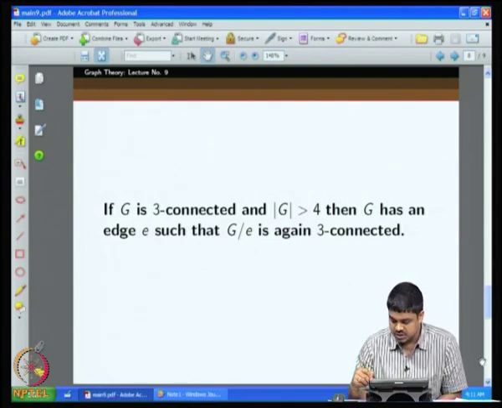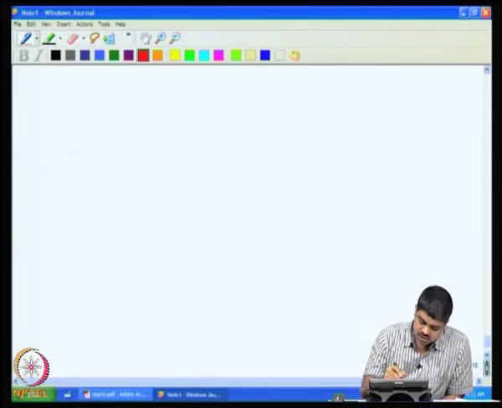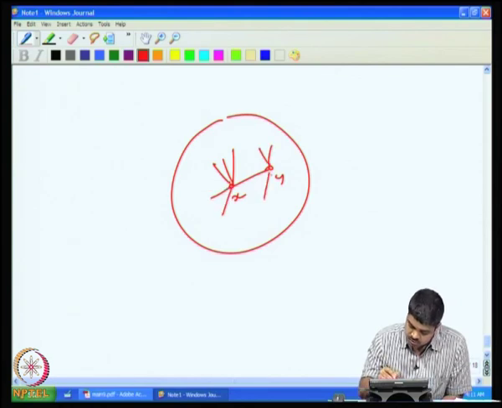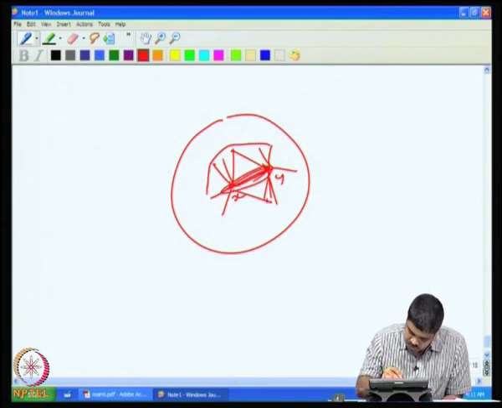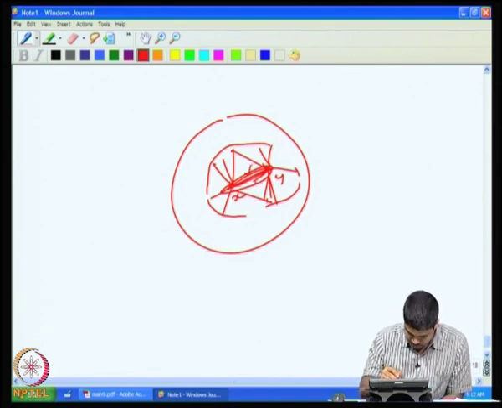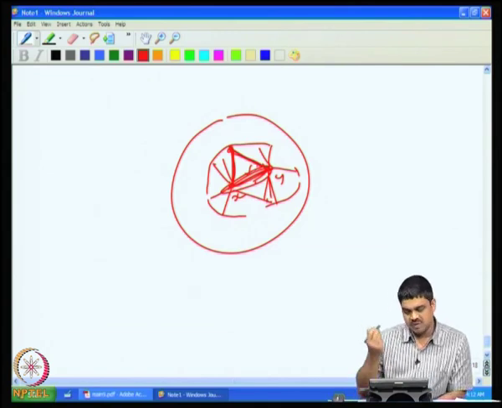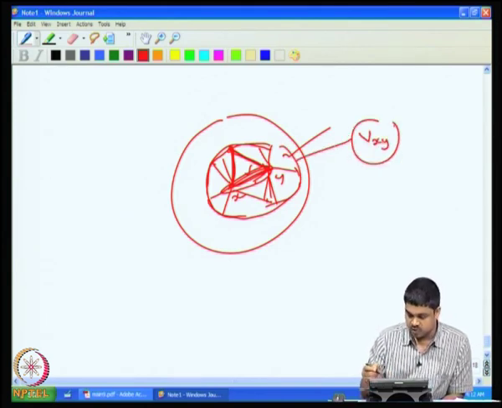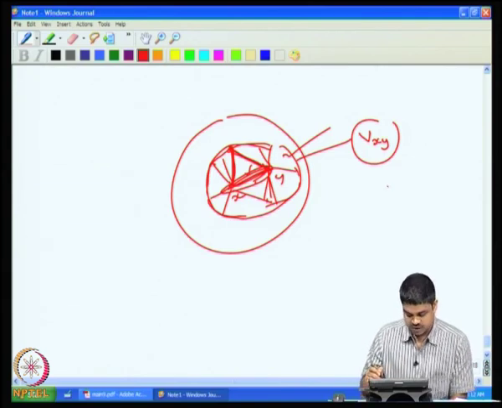Remember what contracting means. If xy is an edge, and these are the neighbors of x, and these are the neighbors of y, maybe some sharing is also there, then you contract, so you make this one vertex, and all the neighbors of x and y together will become the neighbors of this new vertex. If they were common neighbors, then a multiple edge will come, that we will discard. So essentially all the neighbors of x and y together will become the neighbors of the new vertex v_xy. This is the contracted vertex, the vertex obtained after contraction.